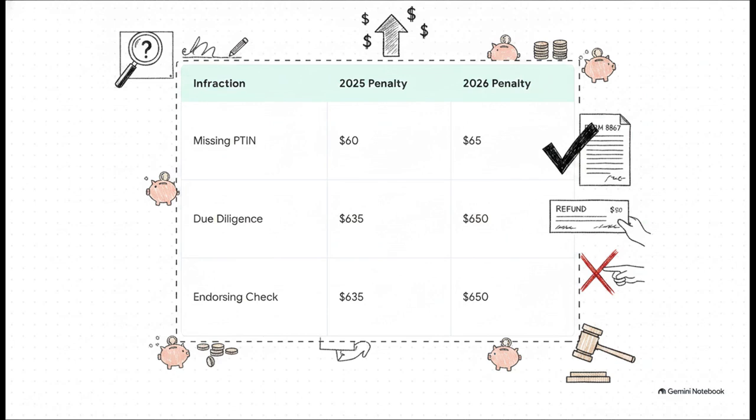per return in 2026, and that is capped at a painfully high $32,500 per year. But behavioral stuff, like failing your due diligence on Form 8867 or breaking the cardinal rule and endorsing a client's refund check, that carries a massive $650 penalty per single occurrence with literally no maximum limit.